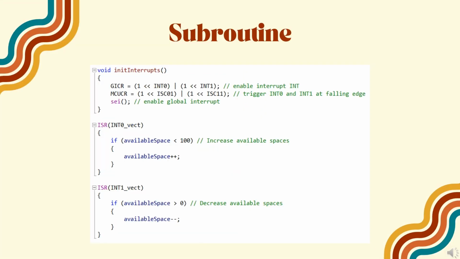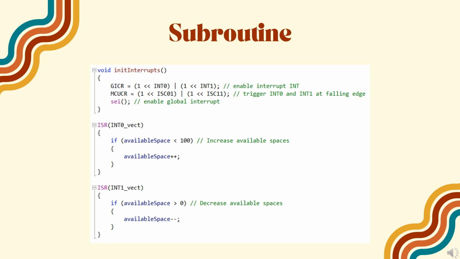For the subroutines, let's start with the void init interrupt. This function is used to initialize interrupts on the microcontroller. GICR, which stands for the General Interrupt Control Register, is used to enable interrupts INT0 and INT1. The MCUCR configures INT0 and INT1 to trigger on the falling edge. The SEI will set the global interrupt flag, which also means enabling the global interrupt.